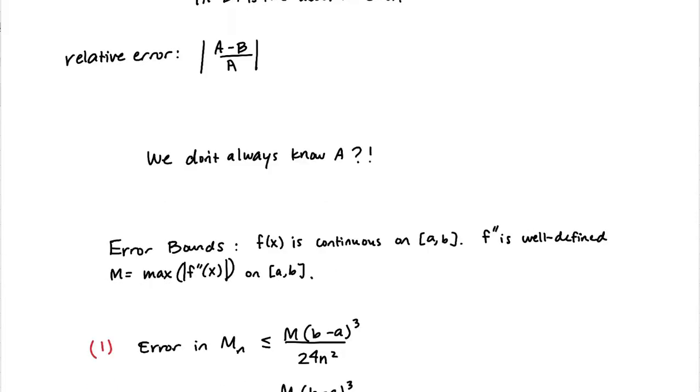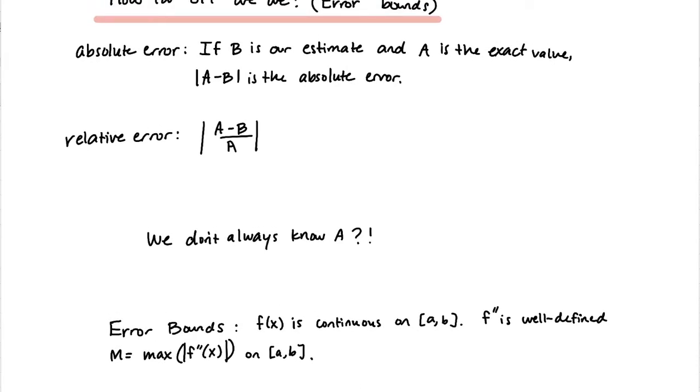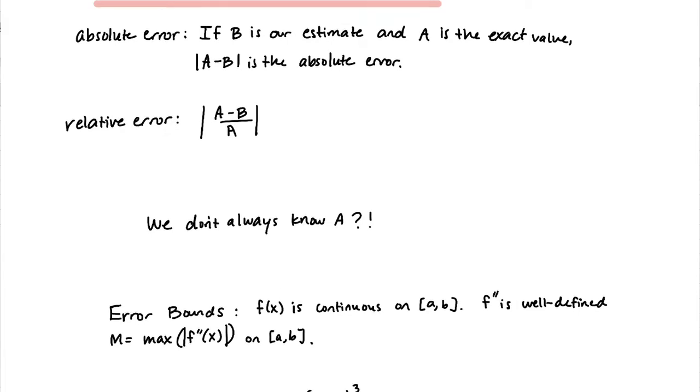So here's our assumption for these functions that we're working with in this unit. Our function is continuous. So f of x, whatever we're working with to integrate, needs to be continuous on the interval. Next, the second derivative needs to be well defined. That means you can compute the second derivative at all values in that interval. Then we're going to find the maximum value of the absolute value of that second derivative on that interval.